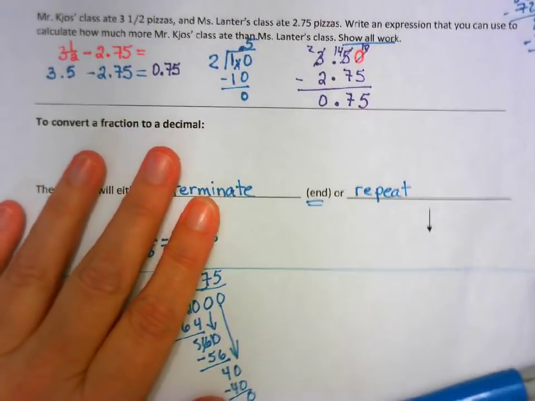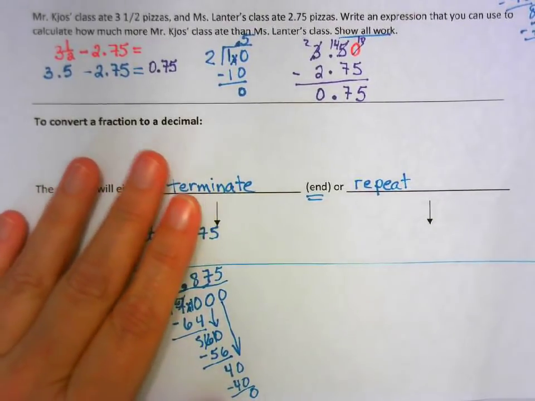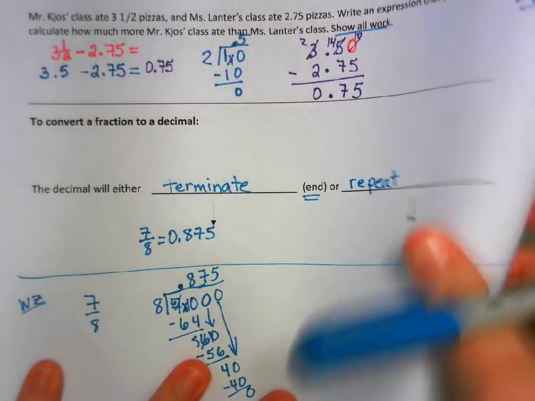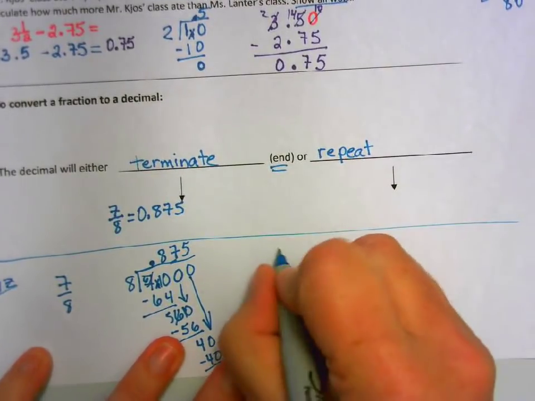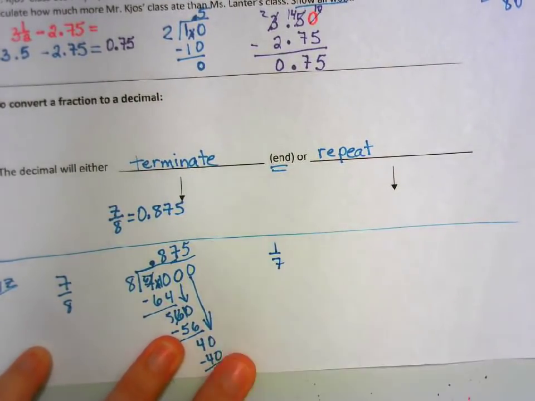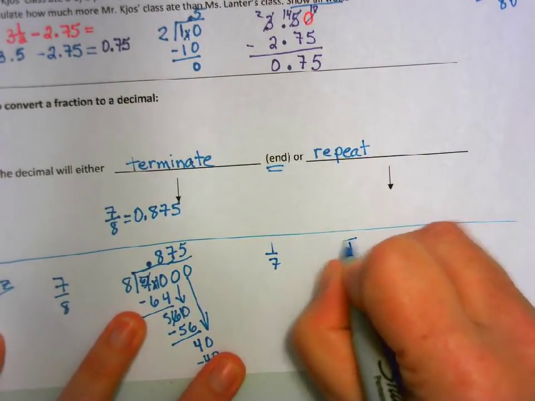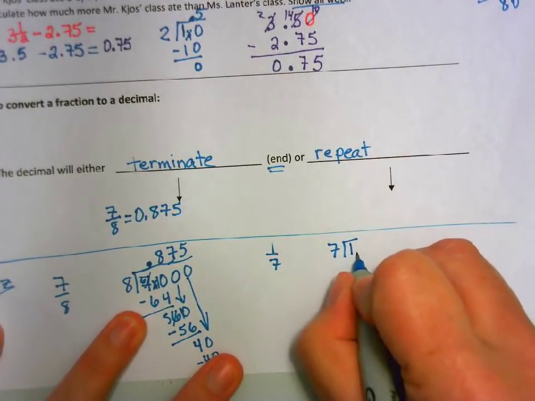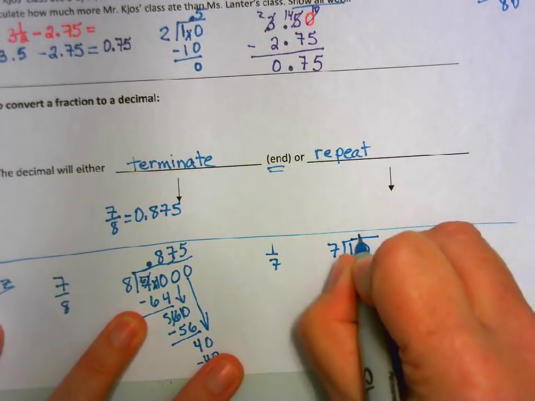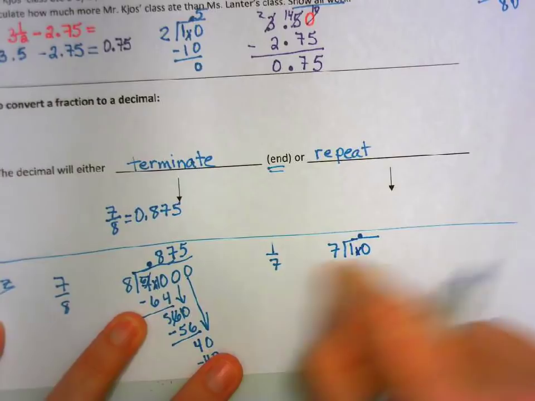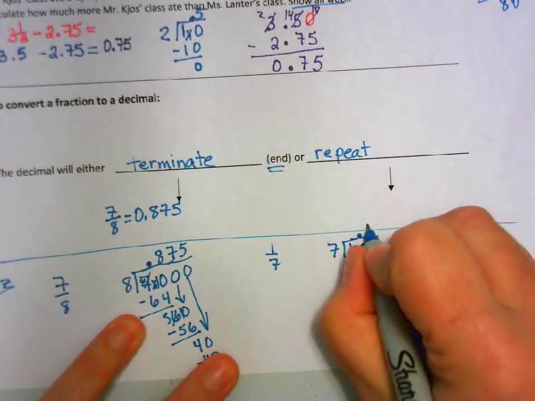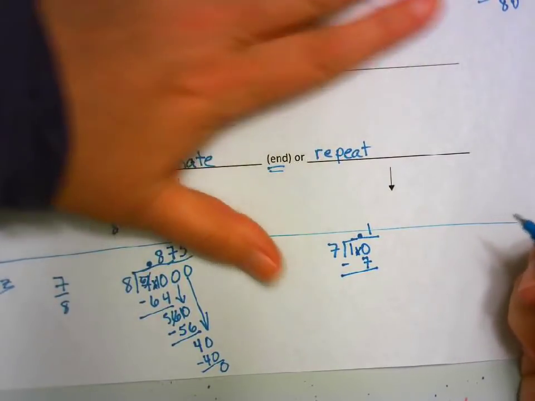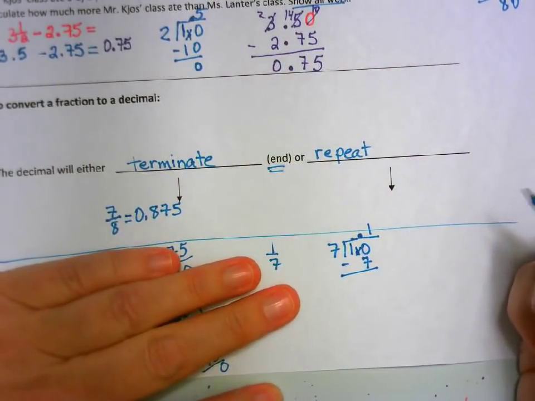What are we going to do with something like 1/7? Let's try 1/7. 1/7 is 1 divided by 7. Add my decimal and 0. Bring the decimal up. 7 goes into 10, 1 time. And I'm just going to start subtracting. You can subtract at your own speed.